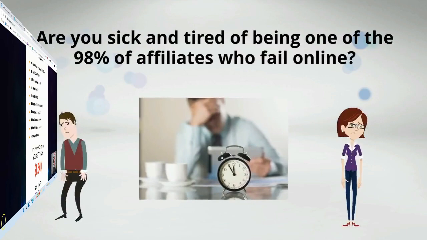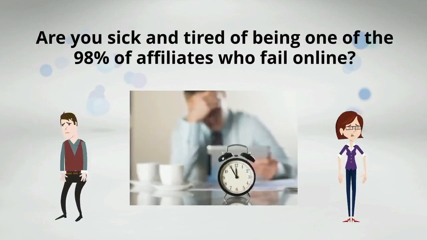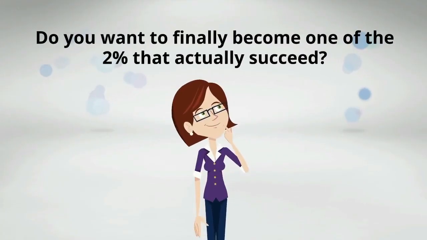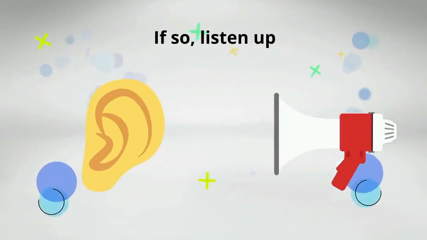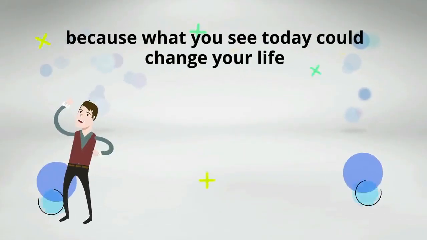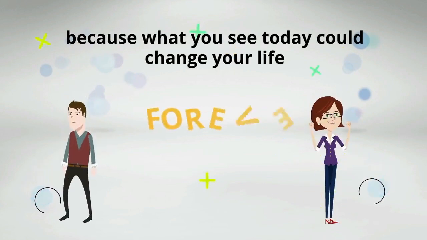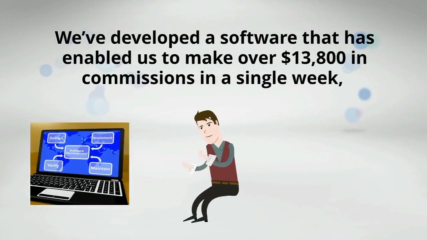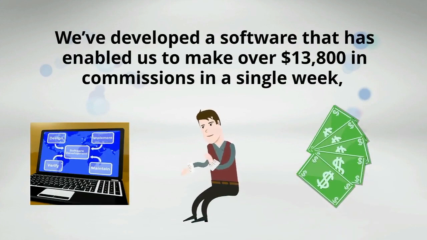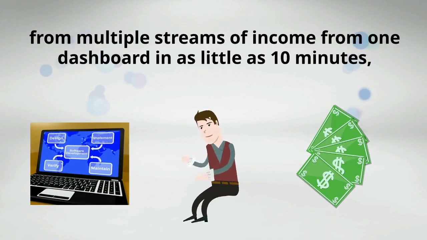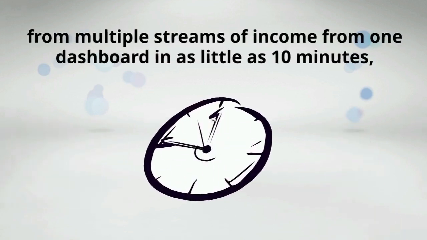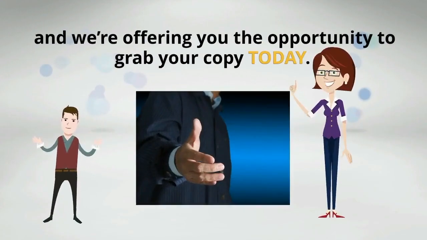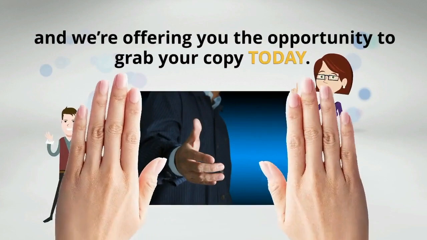Are you sick and tired of being one of the 98% of affiliates who fail online? Do you want to finally become one of the 2% that actually succeed? If so, listen up, because what you see today could change your life forever. We've developed a software that has enabled us to make over $13,800 in commissions in a single week, from multiple streams of income, from one dashboard, in as little as 10 minutes. And we're offering you the opportunity to grab your copy today.